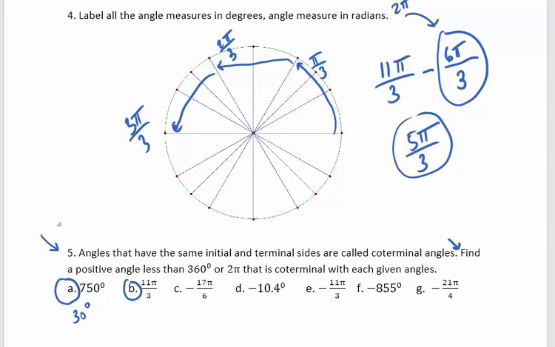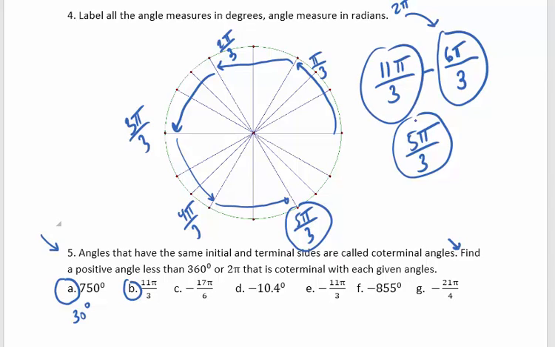So 3 pi over 3, travel that distance again. Here's 4 pi over 3. Travel that distance again. There is 5 pi over 3. So there is my location for both 11 pi over 3 and 5 pi over 3. So those angles are coterminal, and they end up right here.